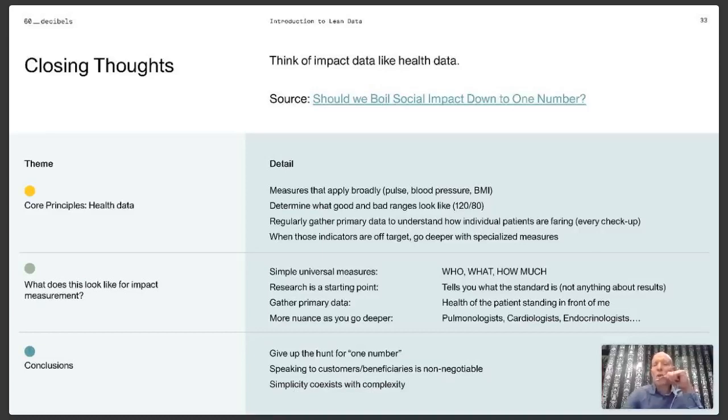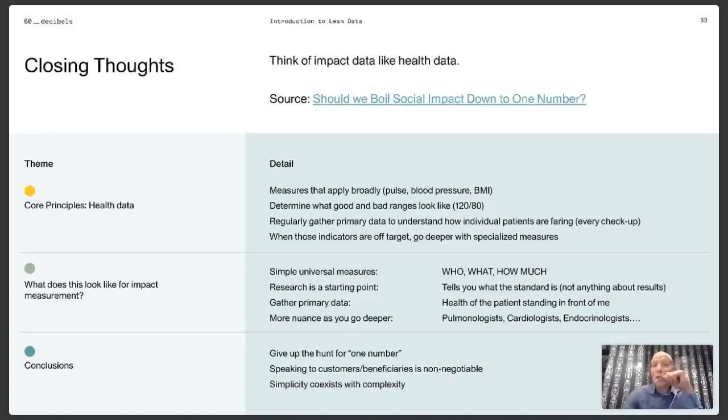So what do we see in health? When you go to your doctor for a physical or for a checkup, there's a bunch of metrics, numbers, that your doctor will gather from you every time. They're simple, they're universal, they're easy to gather. Your pulse, your blood pressure, your body mass index, etc. Your doctor knows what a good and bad range is for a blood pressure.